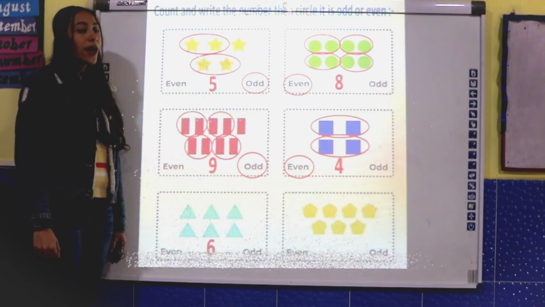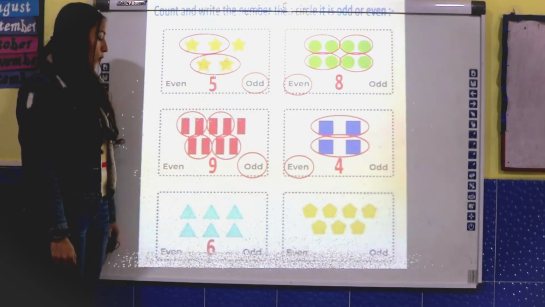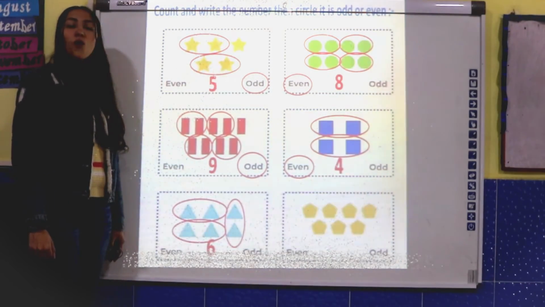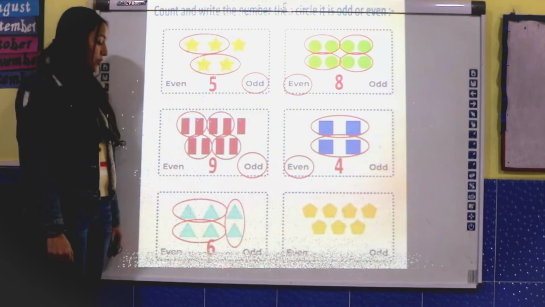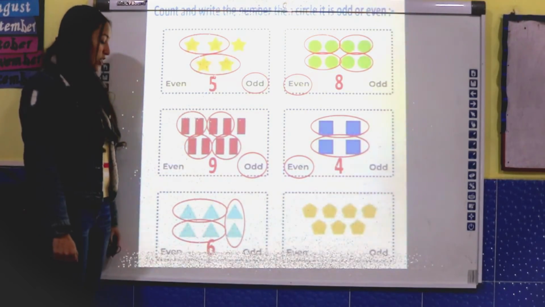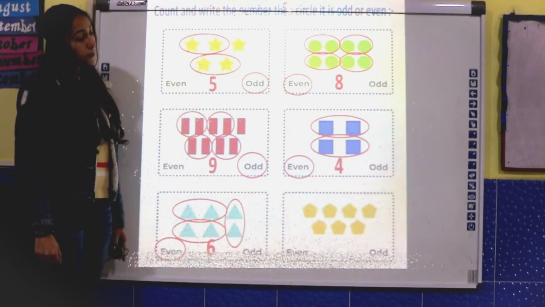But let's make sure and make groups of 2. One group here, another group here, and another group of 2 here. So all the friends are happy. There is no one alone here. So is number 6 an odd number or an even number? Yes, it's an even number, a happy number.